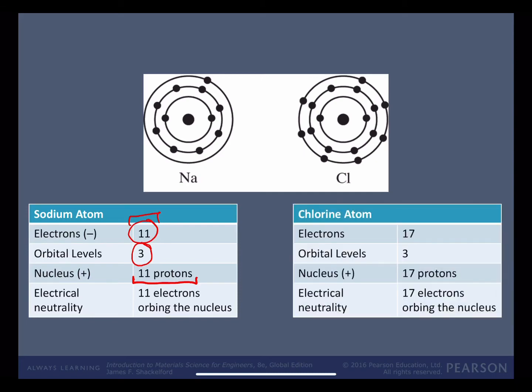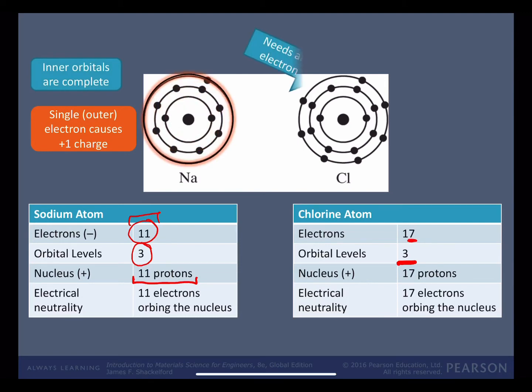Over in the neutral chlorine, we were one electron away from an argon electron configuration, so that is the 3p5. The 3p has the last 5 of the 17 electrons in that atom, and again we're in the third level there. And again we have electrical neutrality in that neutral case.